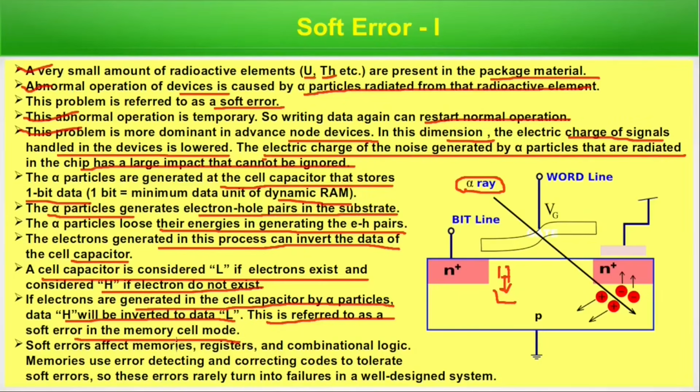Soft errors affect memories, registers, and combinational logic also. Memories use error detecting and correcting codes to tolerate soft errors. So these errors rarely turn into failures in a well-designed system. Since we know this error might happen, there are detecting and correcting codes used for memories so that it doesn't lead to failure. We are done with this slide. We will move to the next slide on this topic.